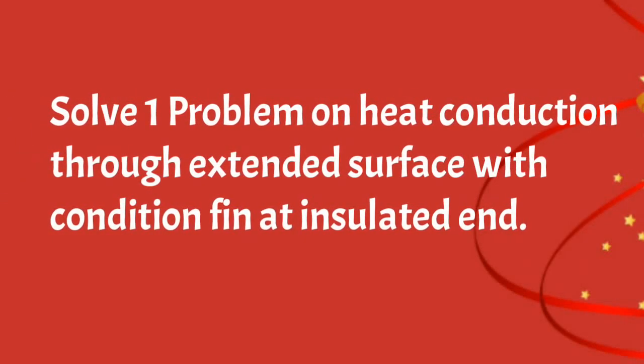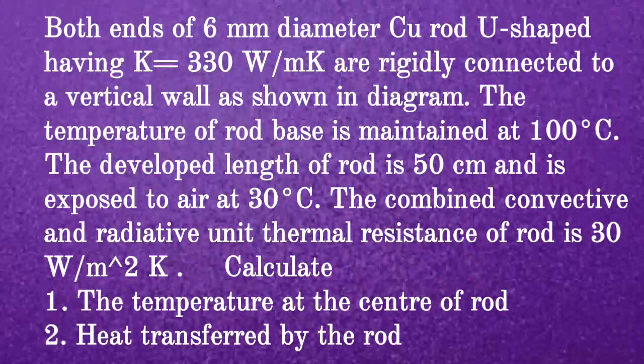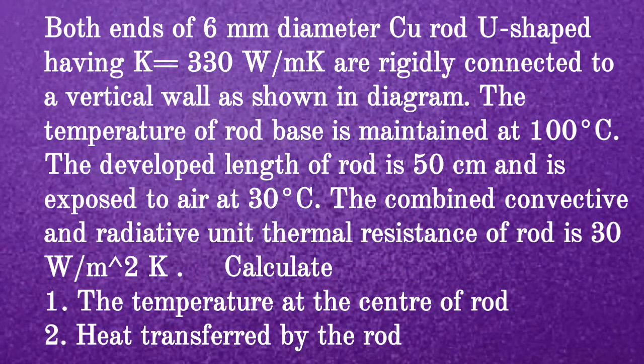Solve one problem on heat conduction through extended surfaces with condition fin with insulated end. We will read the given question. Both ends of a 6 mm diameter copper rod, U-shaped, having K equal to 330 Watt per meter Kelvin, are rigidly connected to a vertical wall as shown in the diagram.